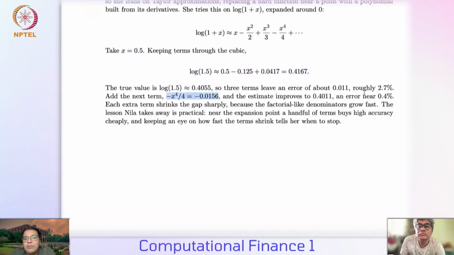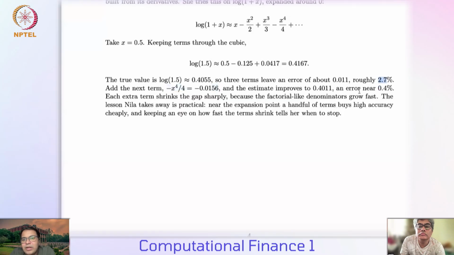Now, if you add in one more term, you are going to get a better approximation. So you end up getting 0.4011, which is closer. So the error is now less. Basically, with each additional term, you are shrinking the gap, and the reason is this factorial-like structure, right? But there is a cost, of course, right? You have to do more computation.